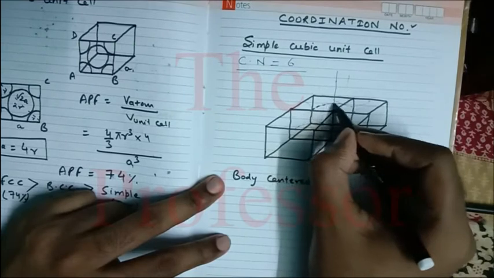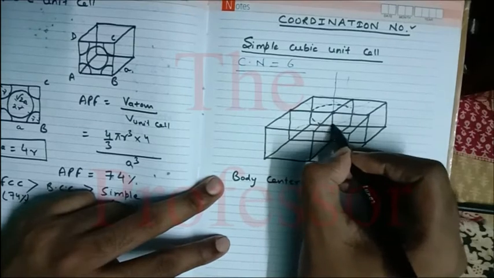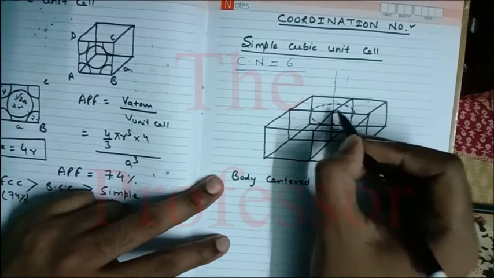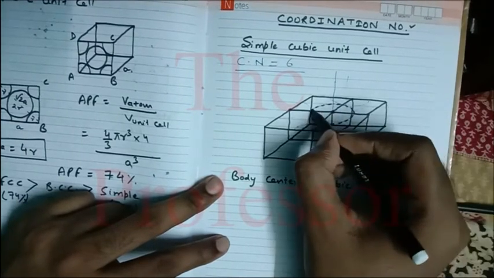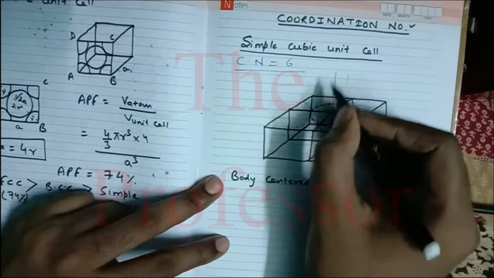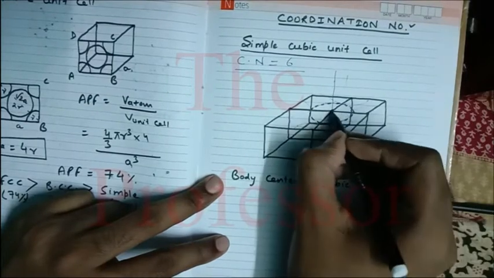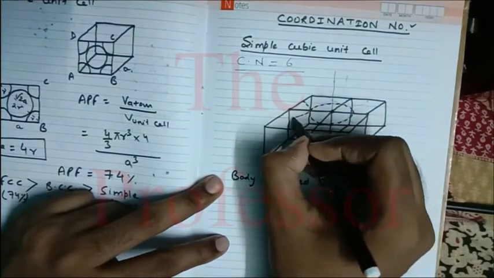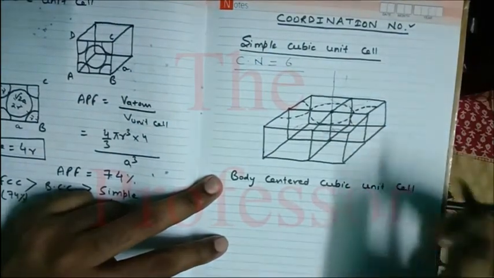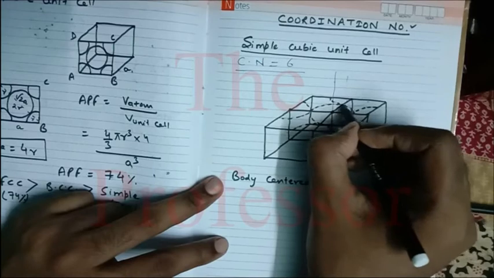See, if you couldn't see the figure, because I did it with a ball point pen, let me draw it with the sketch pen and explain again. We were having one atom at this corner. What we did, we drew its projection from top on this particular plane. So this atom is in contact with the atom at this corner. This atom is also in contact with the atom at this corner, and this atom is also in contact with the atom at this corner.